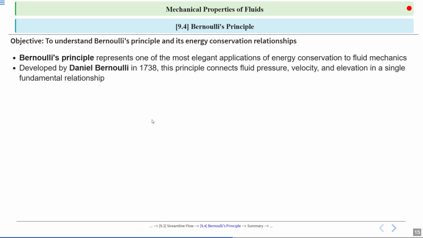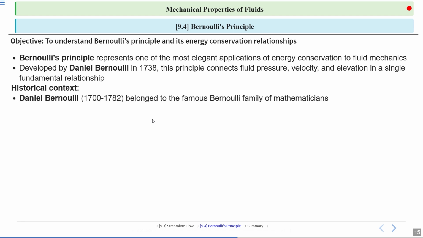Bernoulli's principle was developed by Daniel Bernoulli in 1738. He found a fundamental relationship that links three important properties of fluid: its pressure, its velocity, and its elevation. Now, let's look at the historical context. Understanding where these ideas came from helps us appreciate their importance.